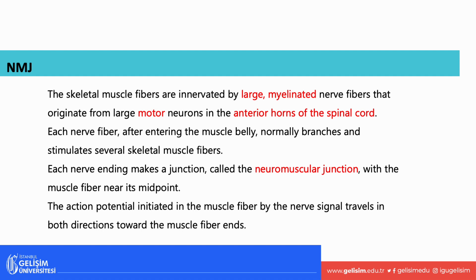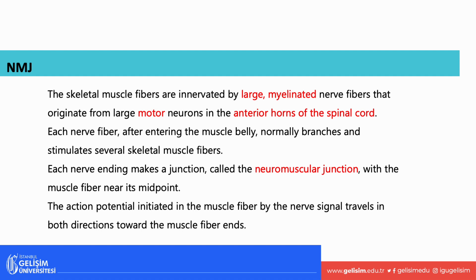Once the nerve fibers enter the muscle belly, they branch out and connect with several skeletal muscle fibers. Now, at the midpoint of each muscle fiber, there's a junction called the neuromuscular junction. This is where the nerve endings interact with the muscle fiber. So when the nerve impulse reaches the neuromuscular junction, it triggers the release of a chemical called acetylcholine.